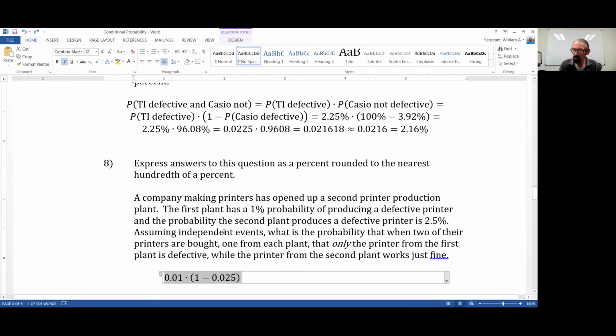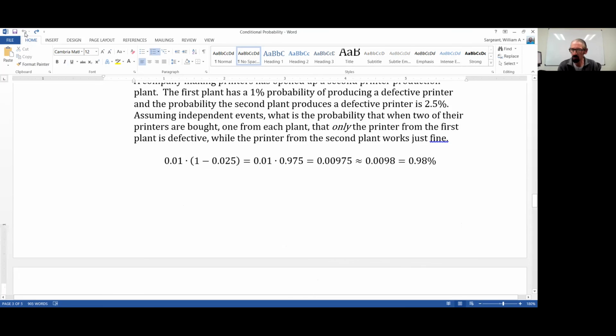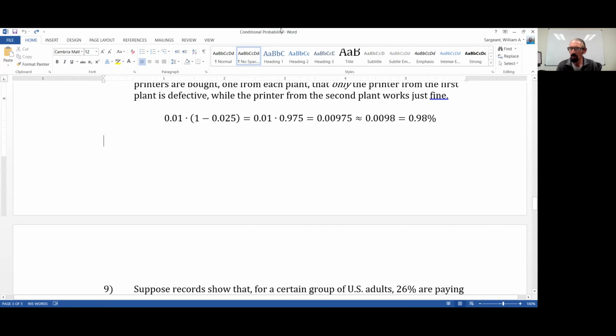Assuming independent events, which, well, same brand, but different plants, maybe we can make this assumption. Do the subtraction, and then multiply. Round to 4 places, and turn it into a percent. Now it's in hundredths of a percent. That's less than a 1% chance.